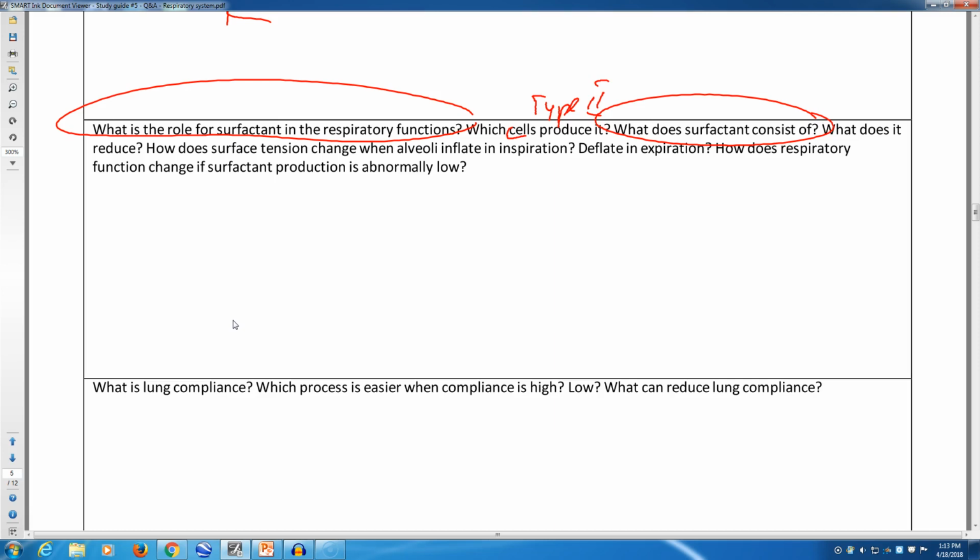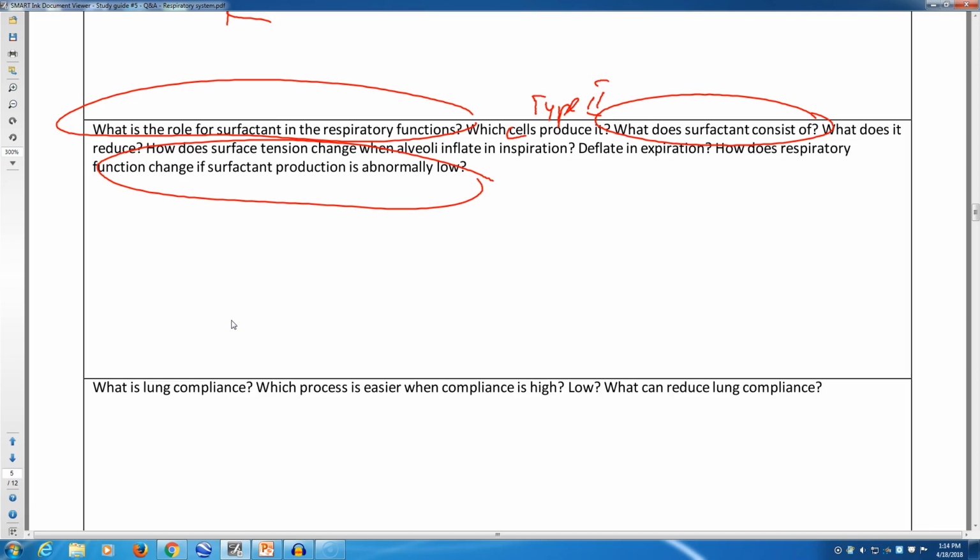Reduces surface tension. Now, remember, we talked last class about how when alveoli inflate, surface tension increases, and as they deflate, it decreases. But when they are inflated, that high surface tension will try to collapse them, so surfactant is needed to reduce that surface tension, so they will be easier to inflate. And what happens to alveoli if there's basically no surfactant produced? They collapse, yes.